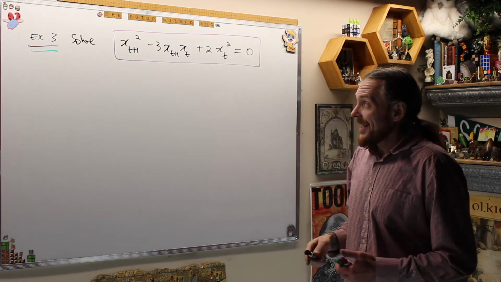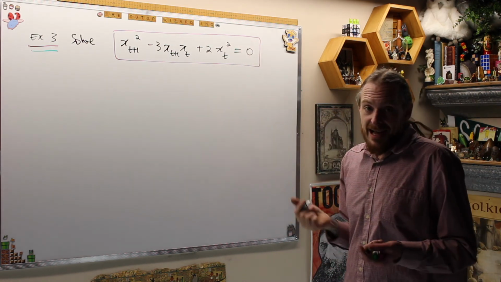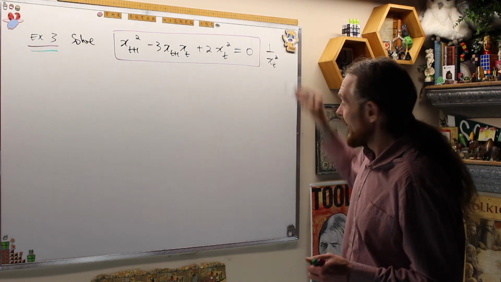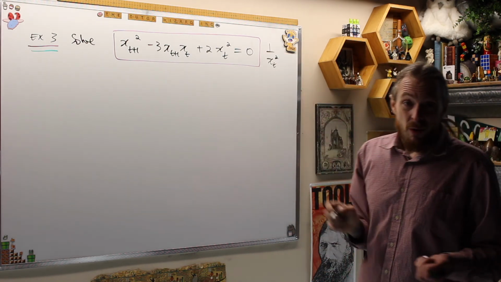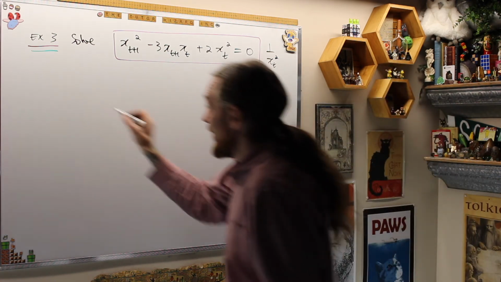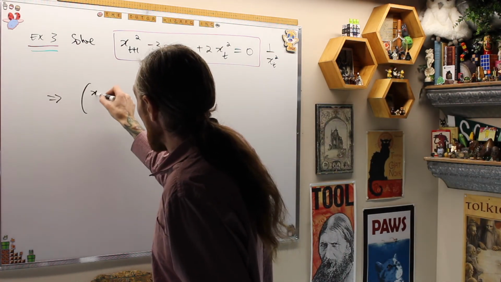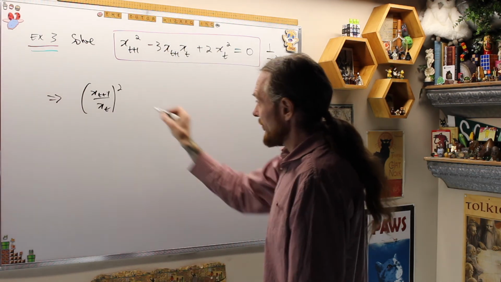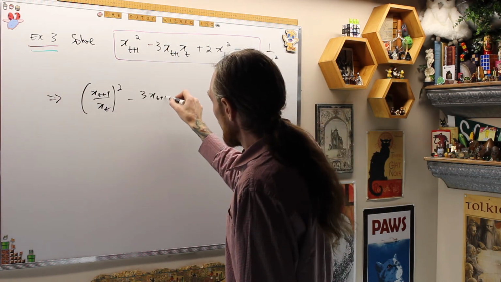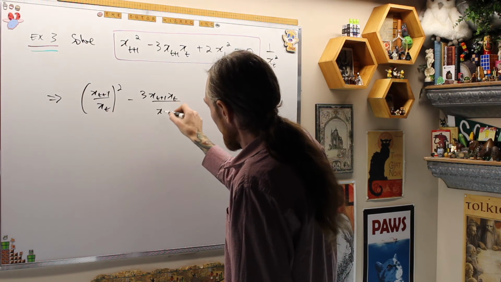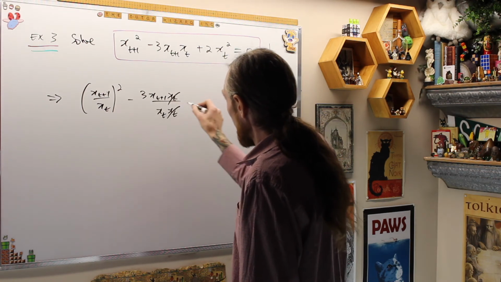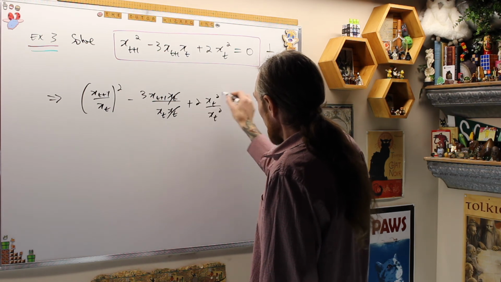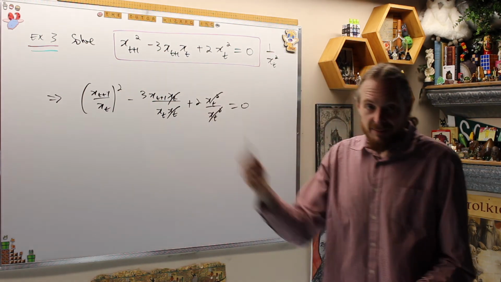Now what I'm going to do to see that it's actually this homogeneous type is we have to do this. Multiply both sides by 1 over x_t squared. What does that give me? That's going to give me x_{t+1} over x_t squared minus 3 x_{t+1} x_t over x_t, cancel, plus 2 x_t squared over x_t squared, cancel, equals 0. That's what you have to see first.